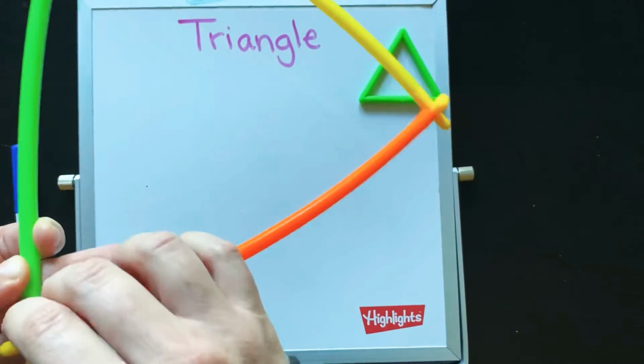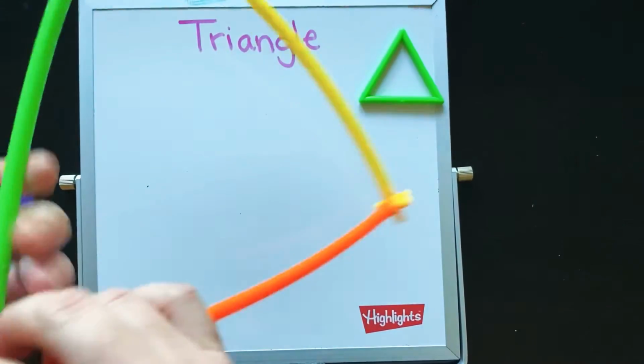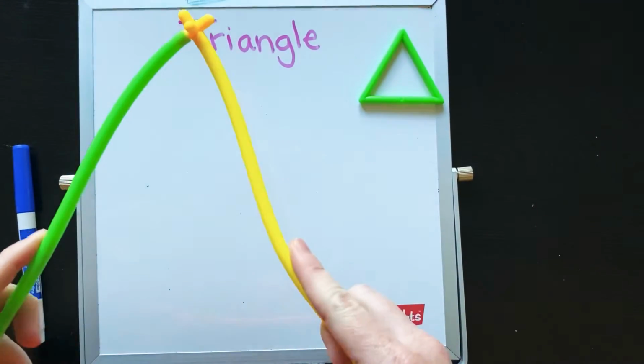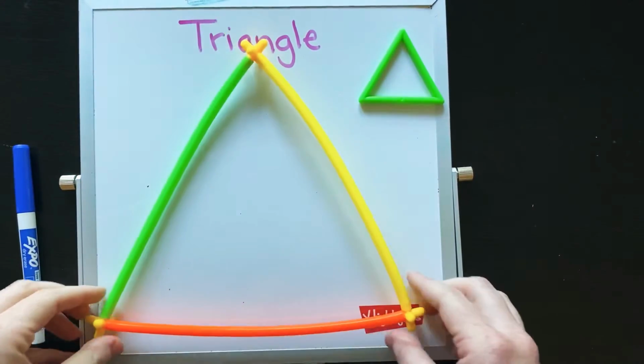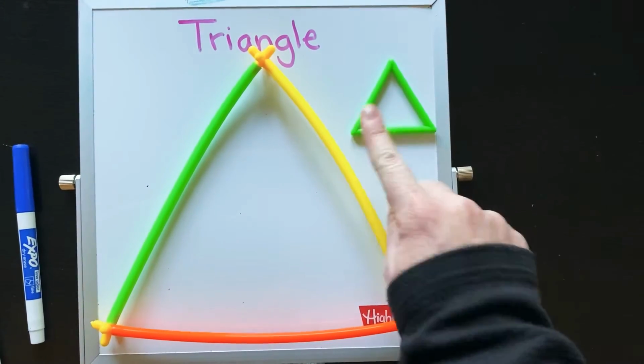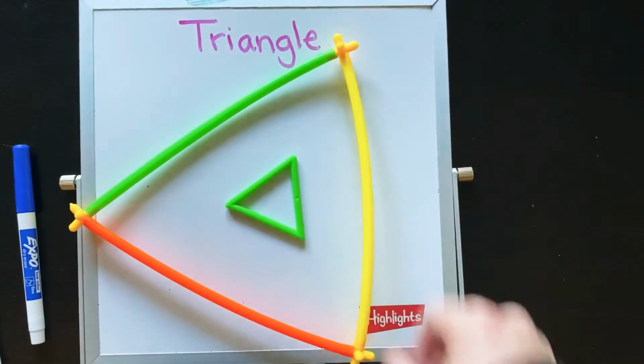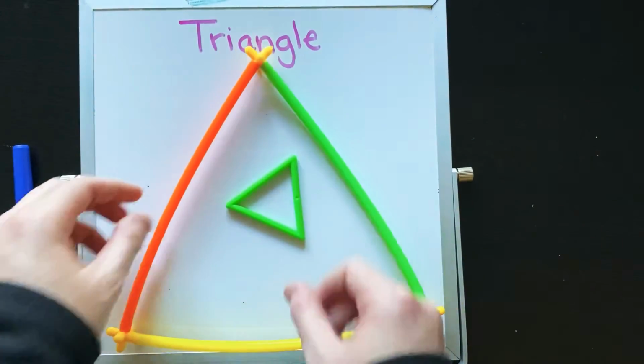All right, friends. What do you think? Is that a triangle? It's kind of bendy, huh? But that's a triangle, right? It matches. And remember, I can turn it, so I can turn it sideways like this. Or I can turn it so it's up like this.